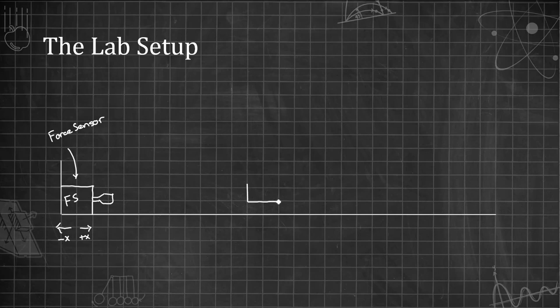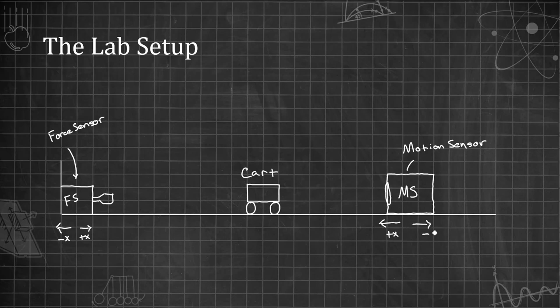Smack dab in the middle of this track, we're going to have a cart that's free to roll along the track. To the right of this cart, we're going to set up a motion sensor, and that motion sensor is going to be able to track the position of the cart and record it as a function of time. We're going to set the motion sensor up so that if the cart moves away from the motion sensor, we're going to consider that to be positive motion, and if it moves towards the motion sensor, that will be considered to be negative motion.